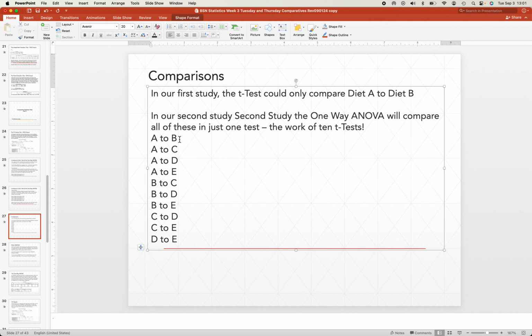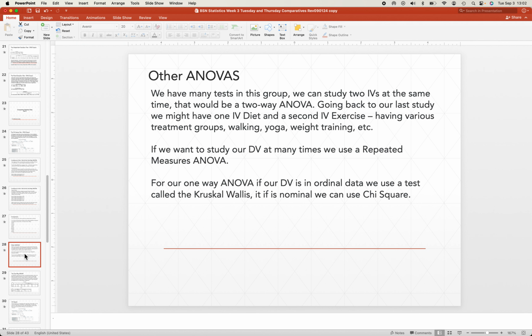We'll reject the null. But imagine now if we're off a little bit, if there's a little bit of error in any test, and we ran 10 t-tests, our error rate, or our margin of error, would be 10 times higher than running one simple one-way ANOVA. And that's the strength of the ANOVA, being able to make so many comparisons all at one time, many different independent variables, many different conditions, all being tested at the same time. The work of 10 t-tests in one test.